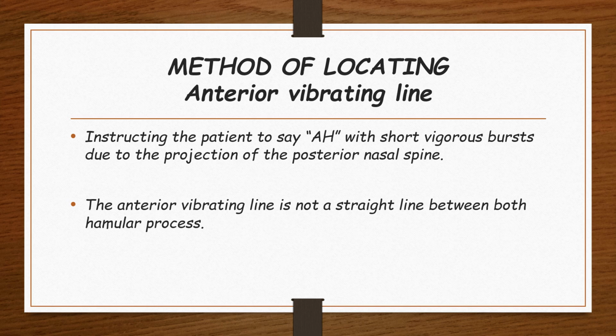So how does this shape of the anterior vibrating line come? It is due to the projection of the posterior nasal spine when the patient says "ah." So it's not a straight line, as we already saw. It is cupid bow shaped. The anterior part of the cupid bow marks the anterior vibrating line.